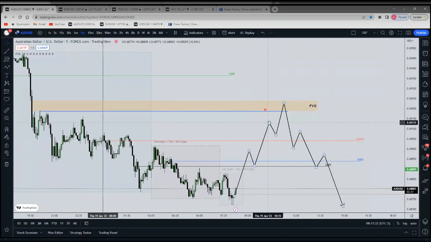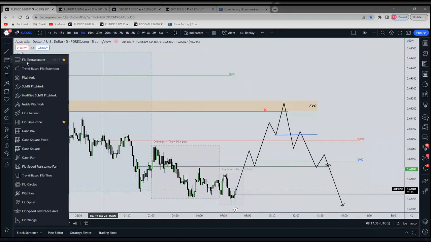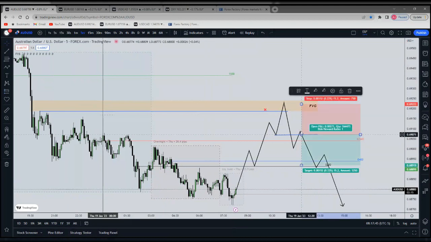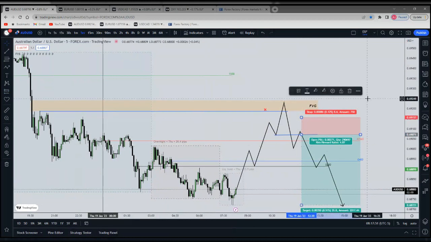And if price gives me this signature, where it comes to the FVG, reacts, and breaks market structure to the downside, which is right here, this is a trade I would take without hesitation at all. I would take this trade right here, all the way to the downside.